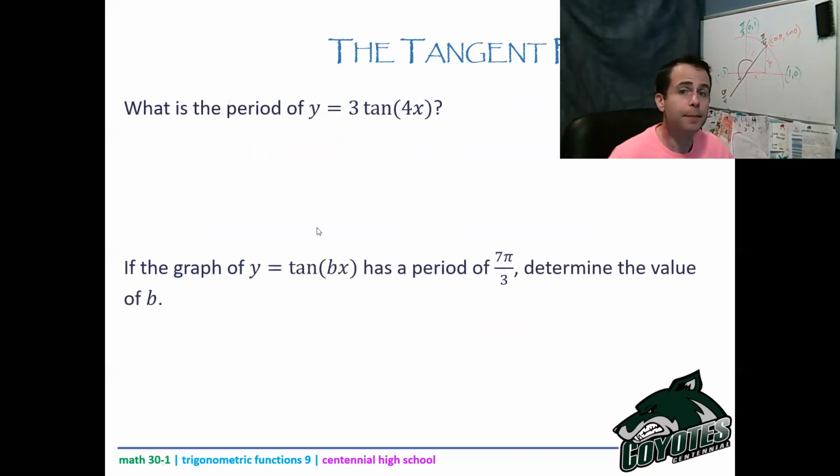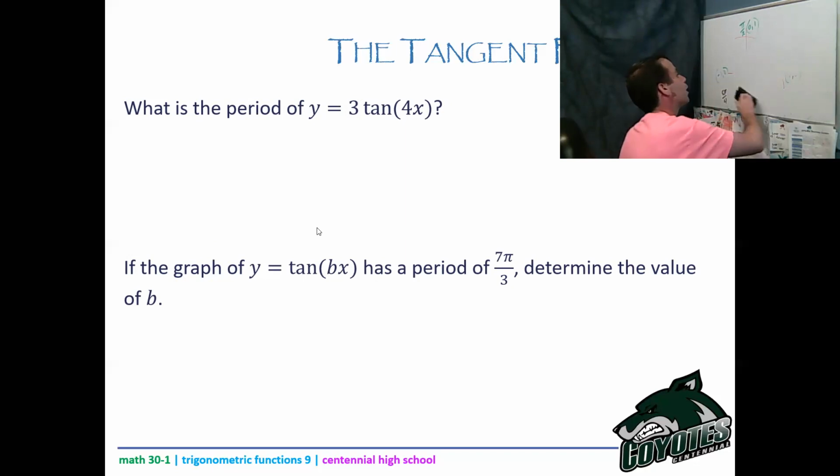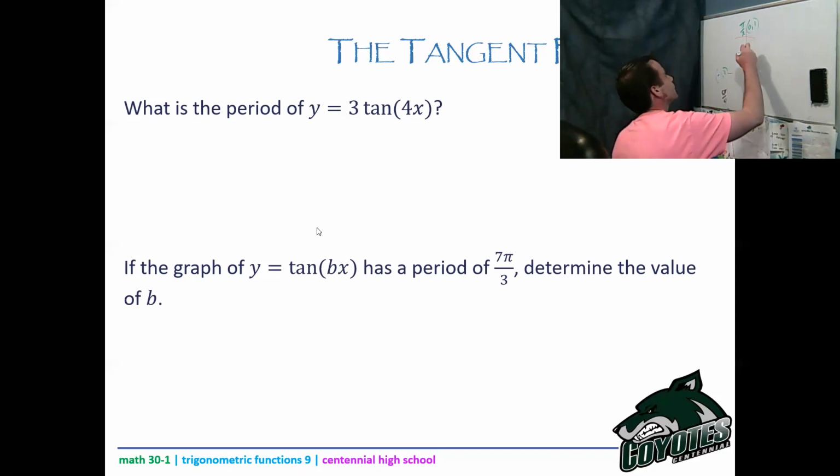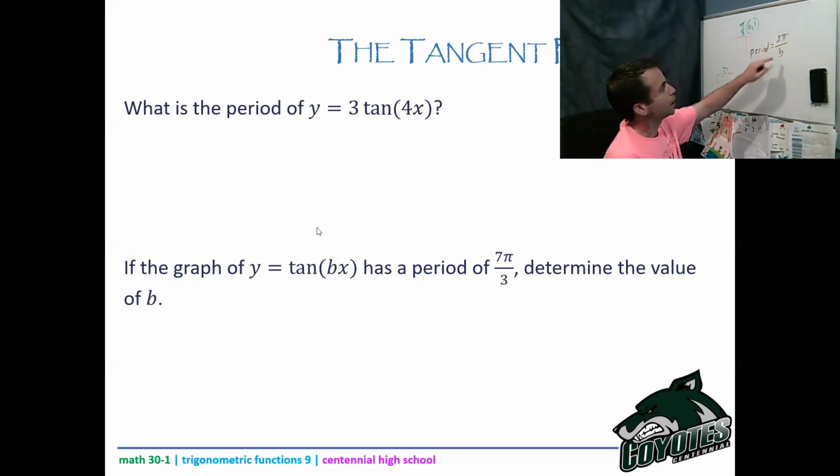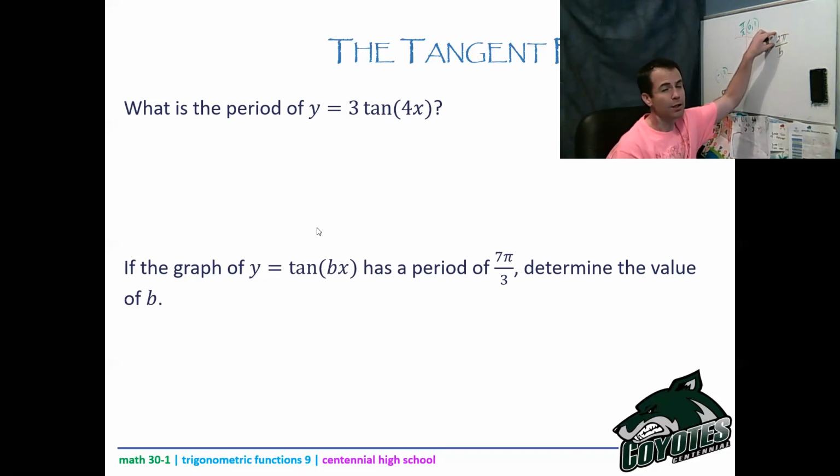All right, what is the period of y equals 3 tan of 4x? Now, when we talked about sine and cosine, we said that there's a relationship between the b value and the period. For sine and cosine, the period is 2 pi over b. The reason it was 2 pi over b was because 2 pi was the standard period for sine and cosine. Remember that for tan, that's not the standard period anymore. The standard period is pi.